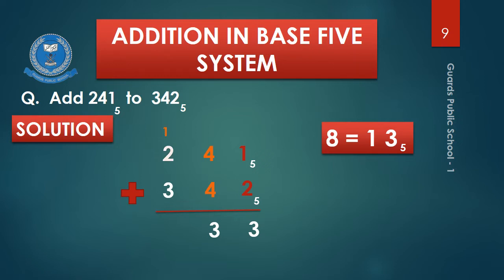Now 1 plus 2 is equal to 3 and 3 plus 3 is equal to 6. Again we cannot write 6.